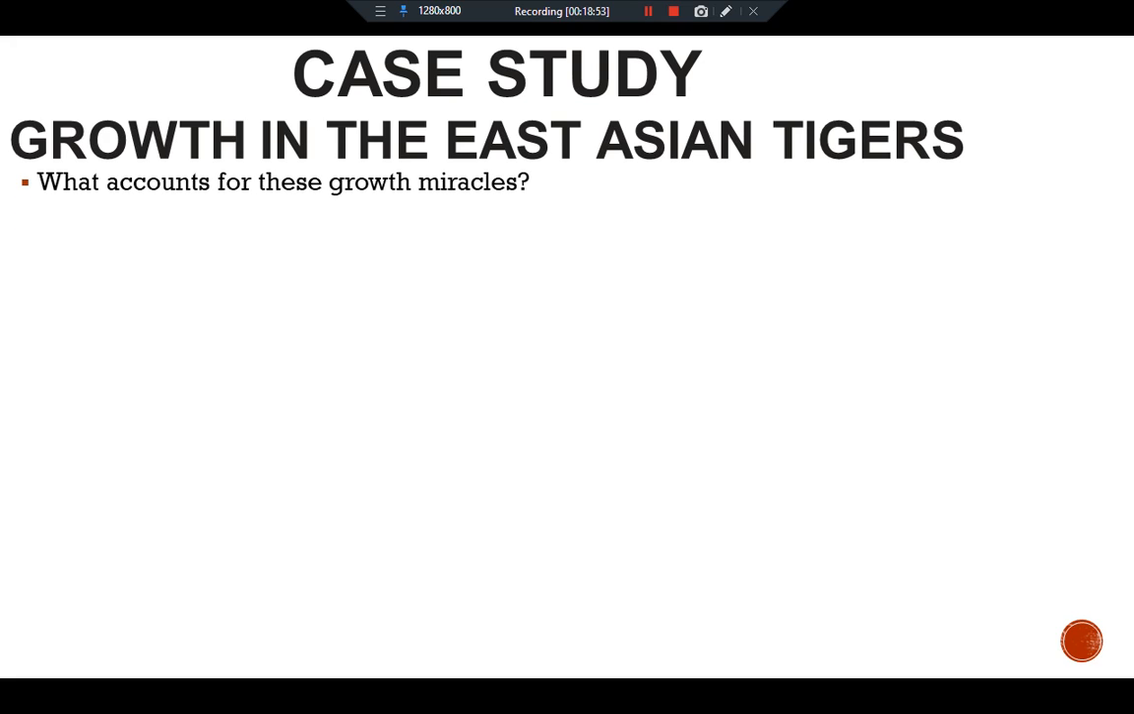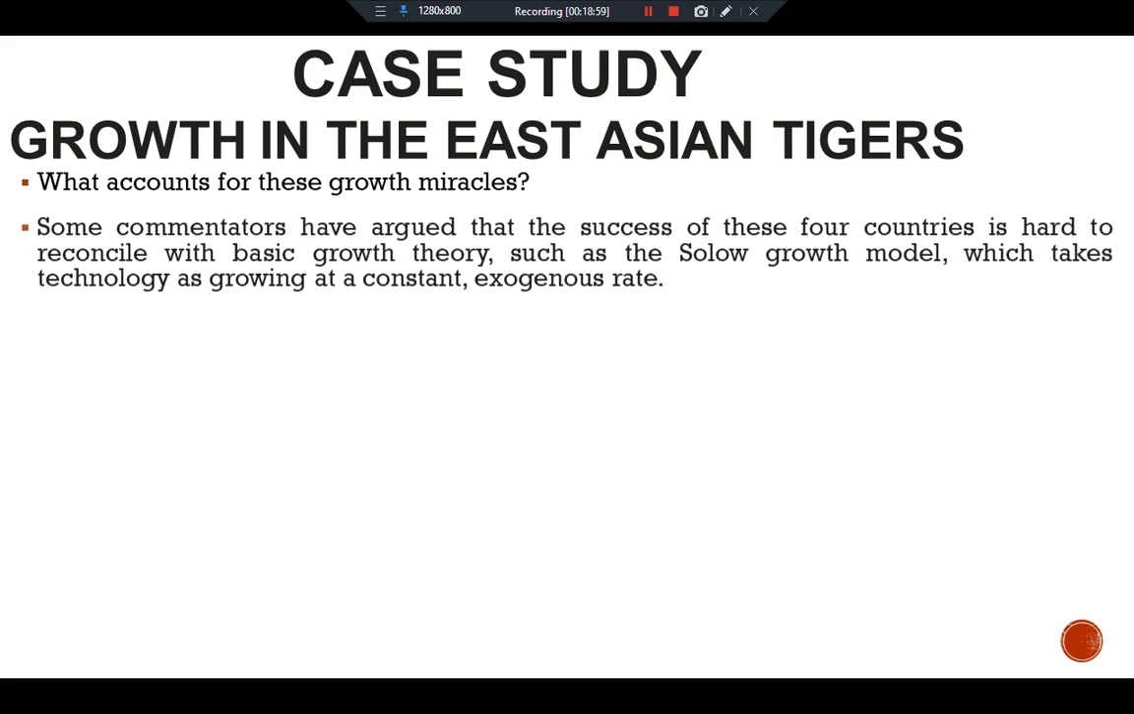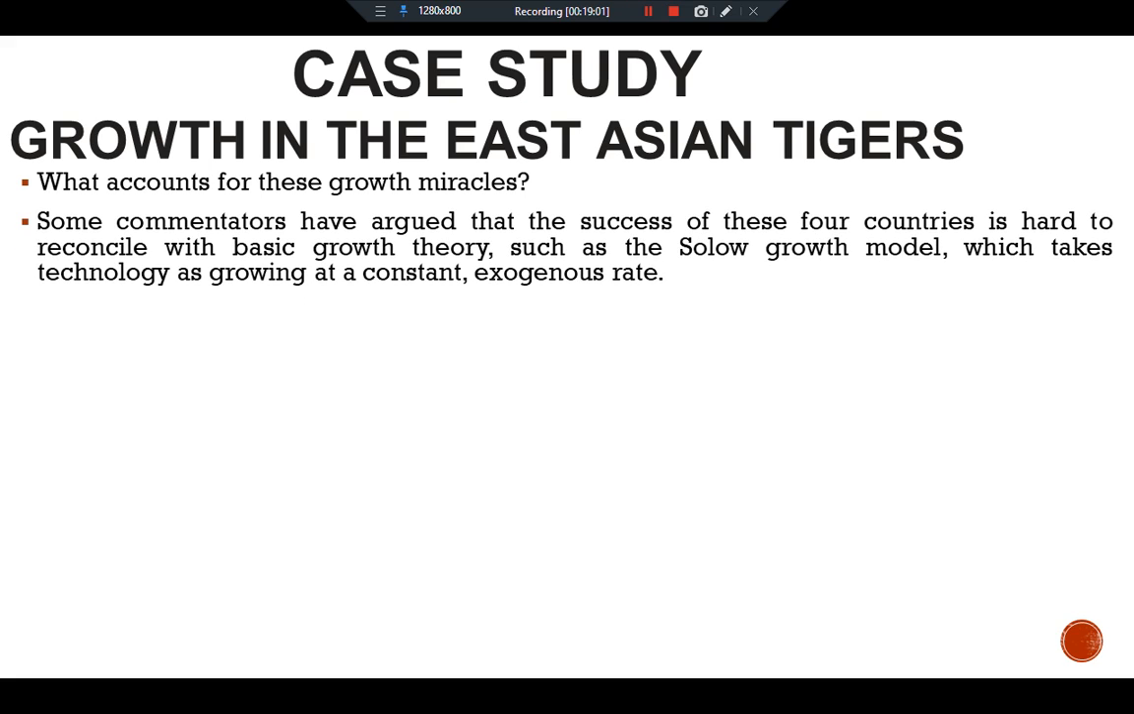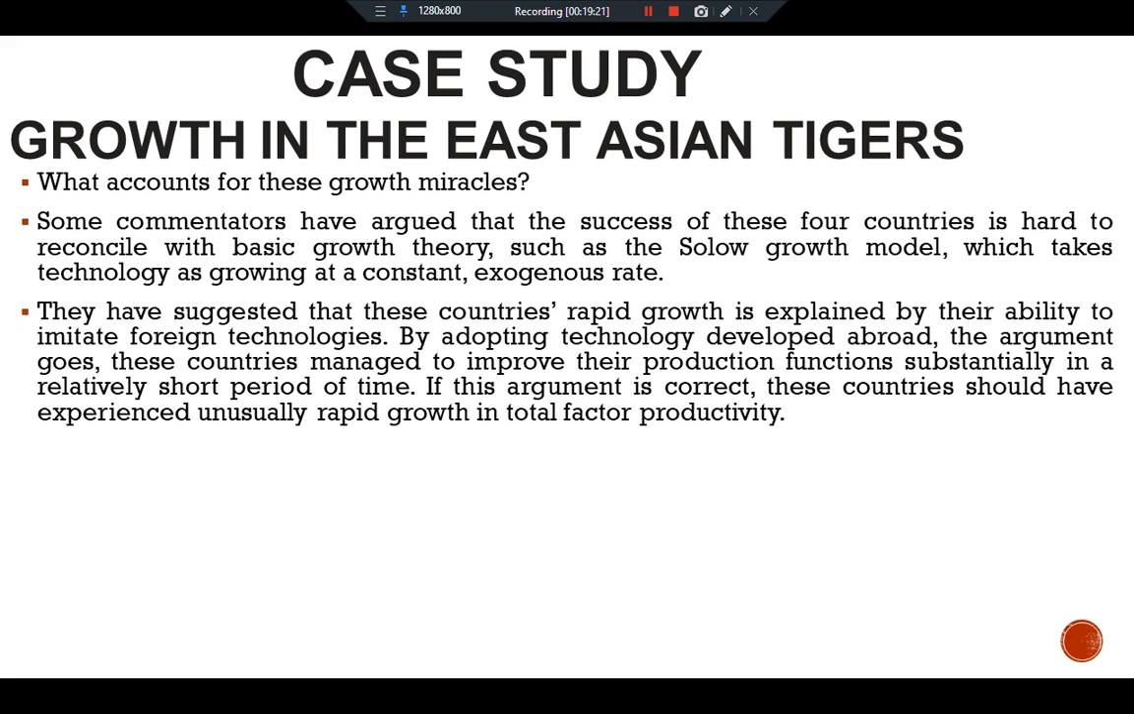Okay, what accounts for these growth miracles is one of the main questions here. Some commentators have argued that the success of these four countries is hard to reconcile with basic growth theory such as the Solow growth model, which takes technology as growing at a constant, exogenous rate. They have suggested that these countries' rapid growth is explained by their ability to imitate foreign technology by adopting technology developed abroad.